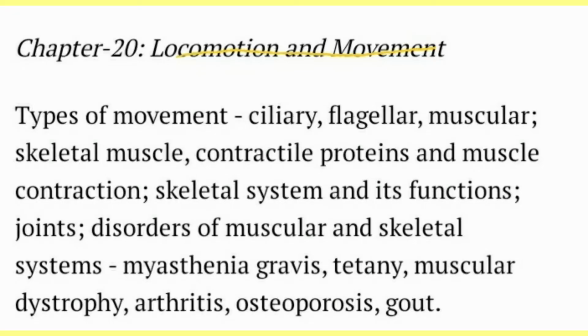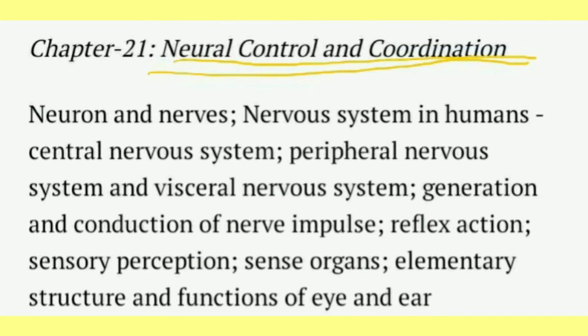I see the types of movement, skeletal system. Okay, next come the joints and disorders of the muscular system, skeletal system. These are totally deleted. And finally, chapter number 21, that is the neural control and coordination.